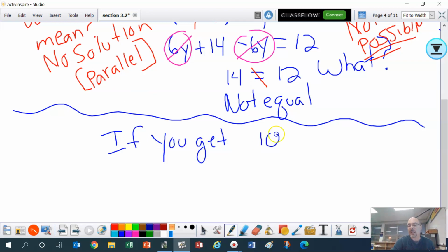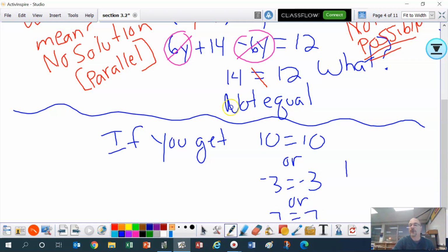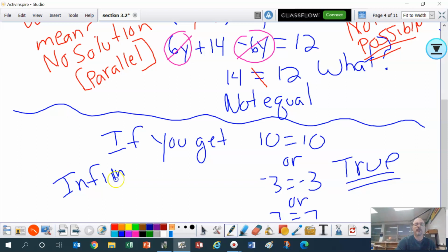if you get like 10 equals 10, or negative 3 equals negative 3, or 7 equals 7, those are all true statements, right? The variable disappears, but they do equal each other. Those are true. Well, what does that mean? That means, folks, that there are infinite solutions. So if you end up with something like that, that means infinite solutions.